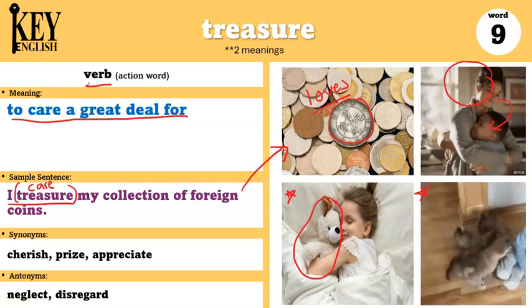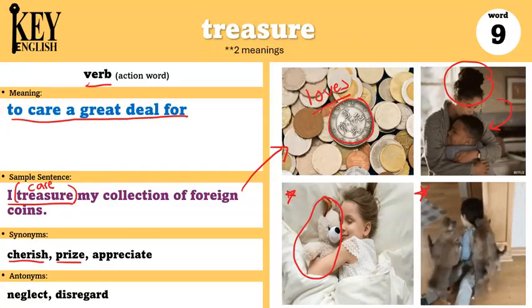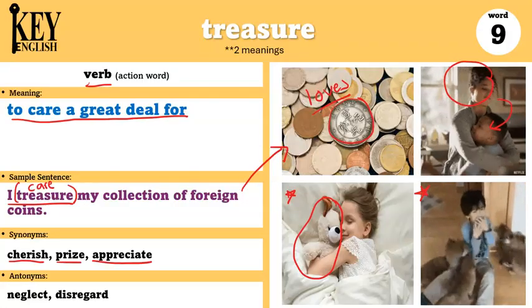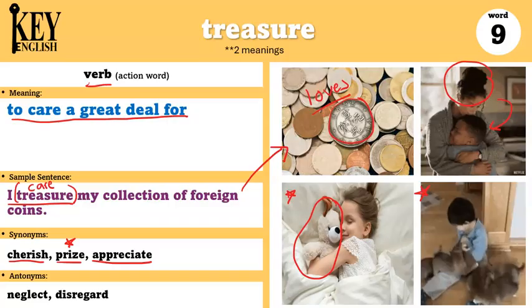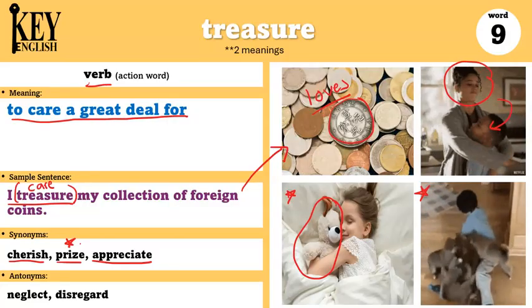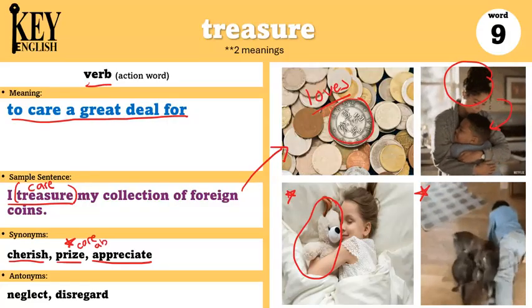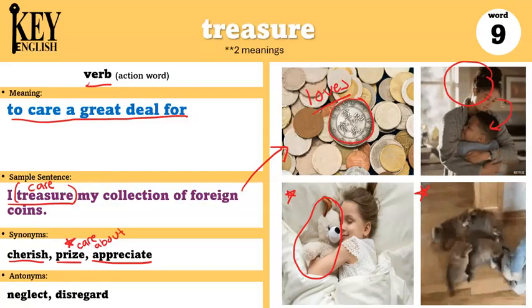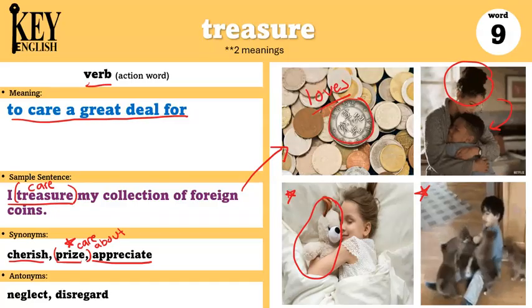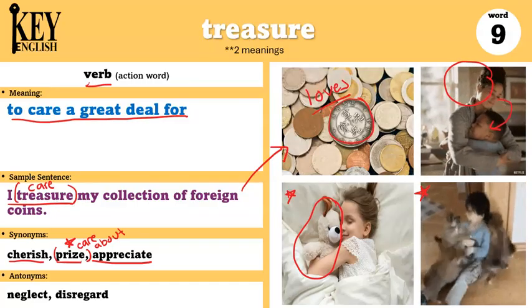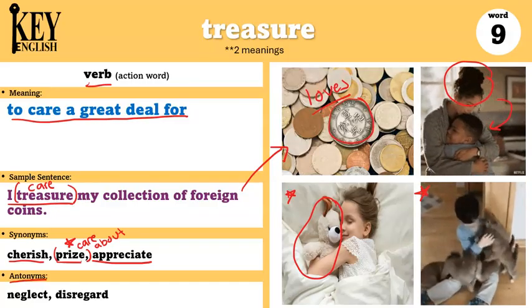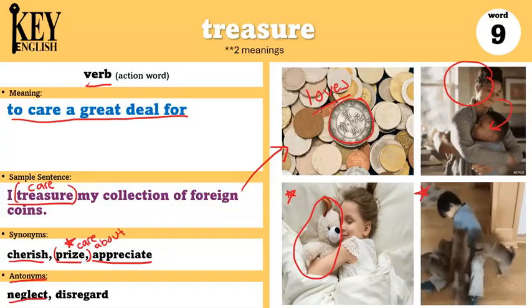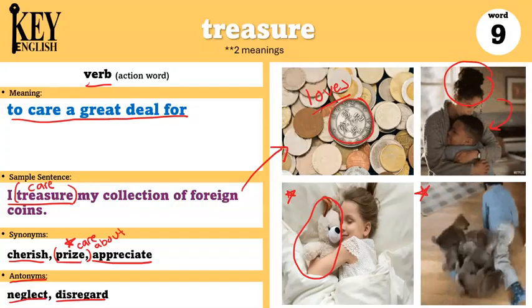Some synonyms are cherish, prize, and appreciate. This word prize has the same meaning as to care about. This prize is not talking about something that you win in a contest. It means care about something, like I prize my coin collection. Antonyms include neglect and disregard.